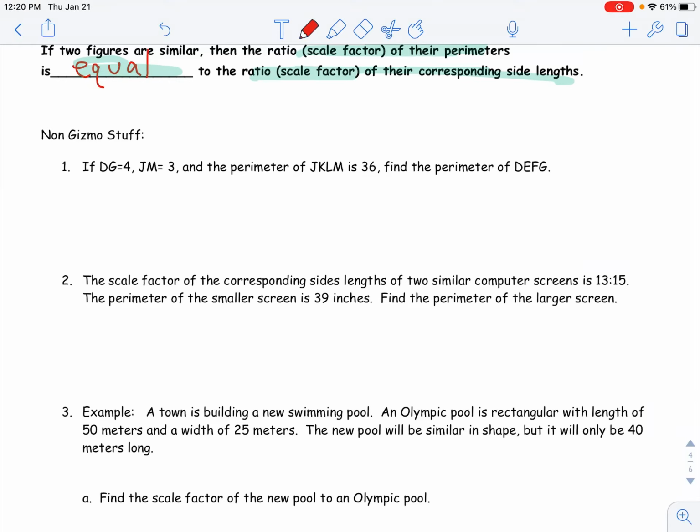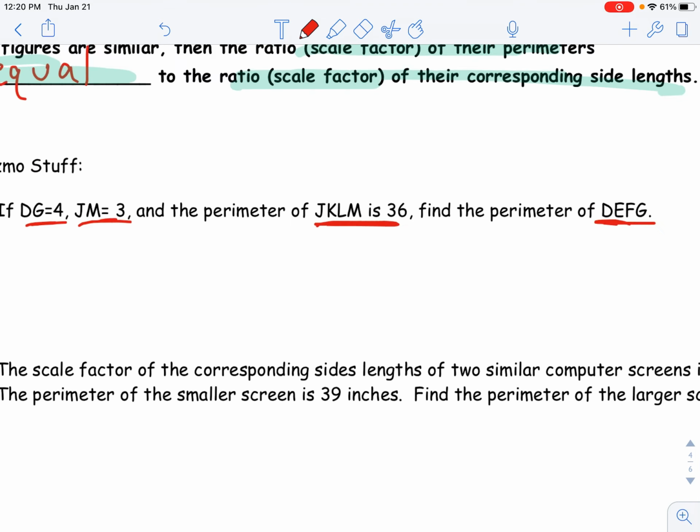All right, so now let's take what we did with the gizmos and just apply it to other situations. If DG is 4, JM is 3, and the perimeter of JKLM is 36, what's the perimeter of DEFG?